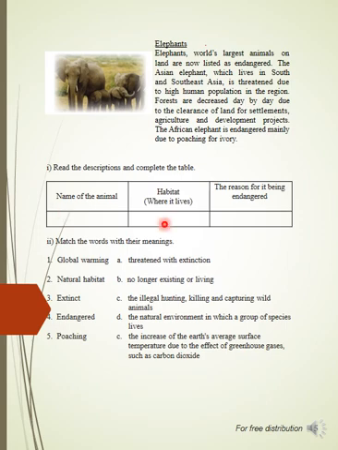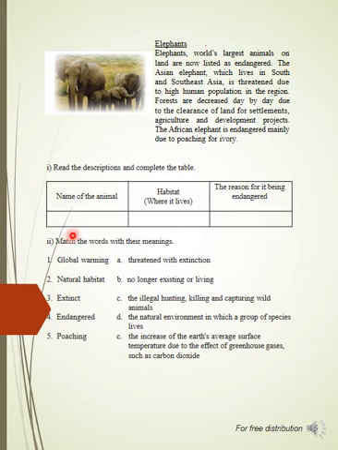Third one, blue whales. Habitat: all the oceans. The reason: global warming, poaching. Elephants: South and Southeast Asia. Reason: high human population or high density of population, agricultural activities, development projects. Second activity: match the words with their meaning.